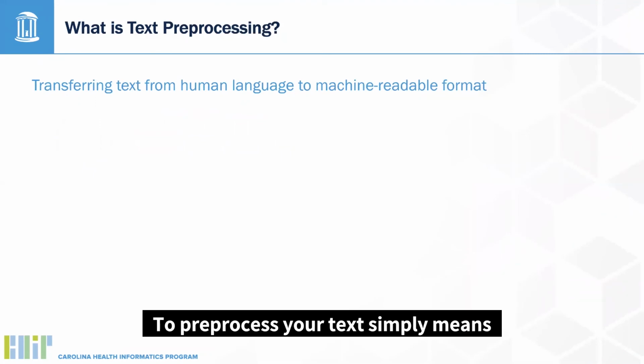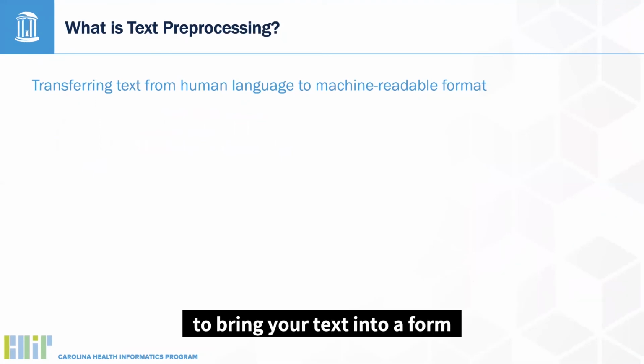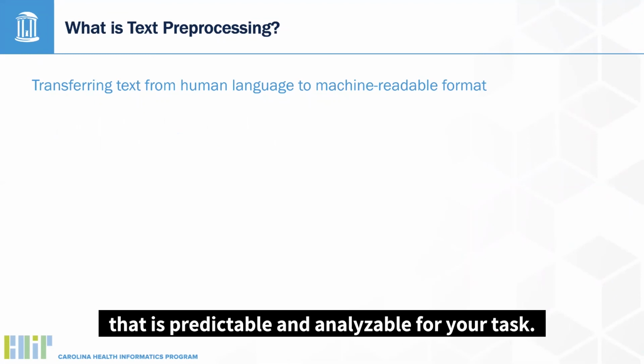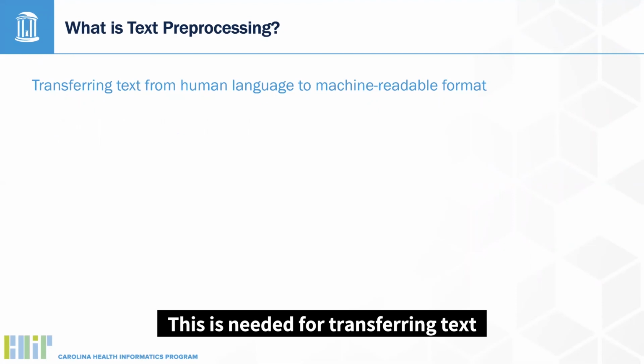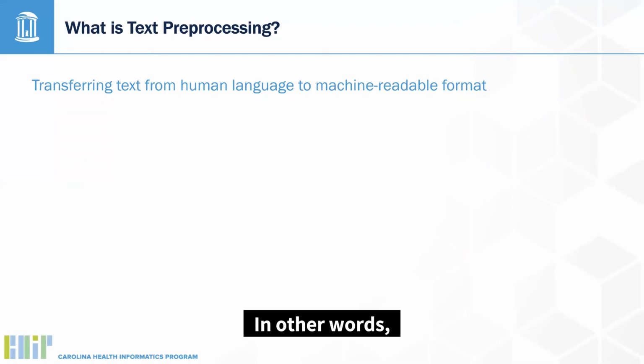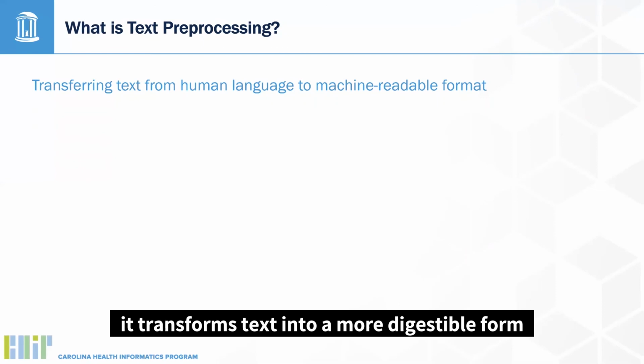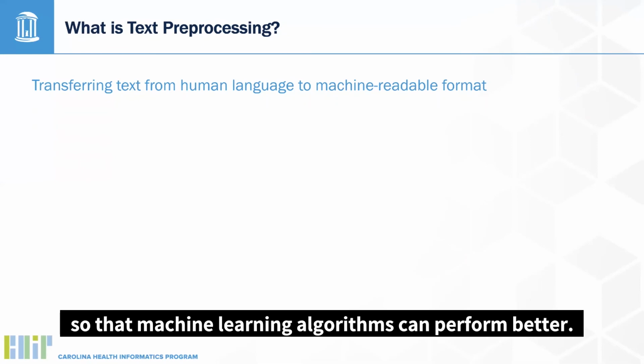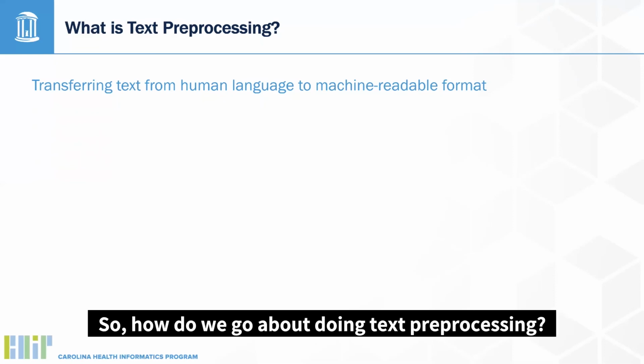To pre-process your text simply means to bring your text into a form that is predictable and analyzable for your task. This is needed for transferring text from human language to machine-readable format for further processing. In other words, it transforms text into a more digestible form so that machine learning algorithms can perform better. So how do we go about doing text pre-processing?